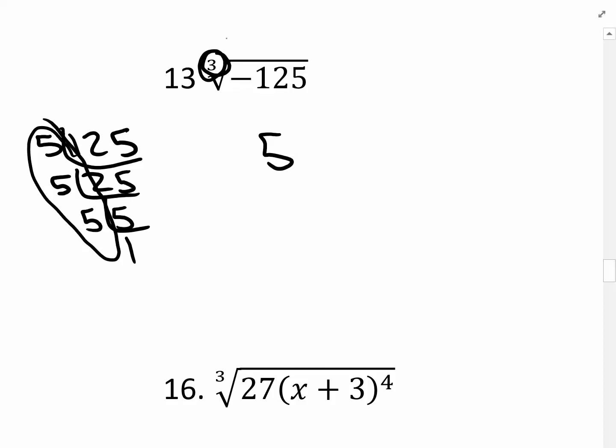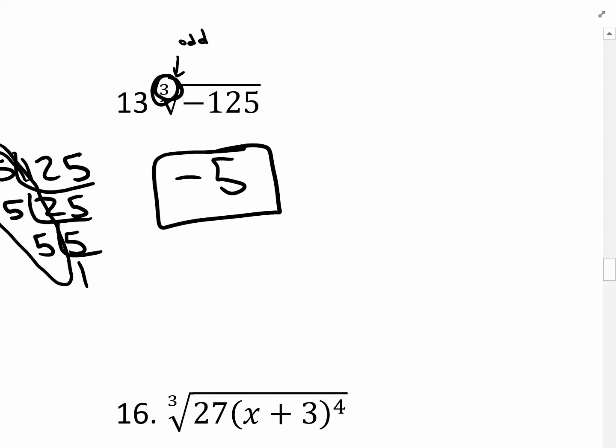If it's an odd root, like right here, 3 is an odd number, then it's going to be a negative. If it had been a number like an invisible 2 or a 4 or a 6, then it would be i. That's it, final answer.